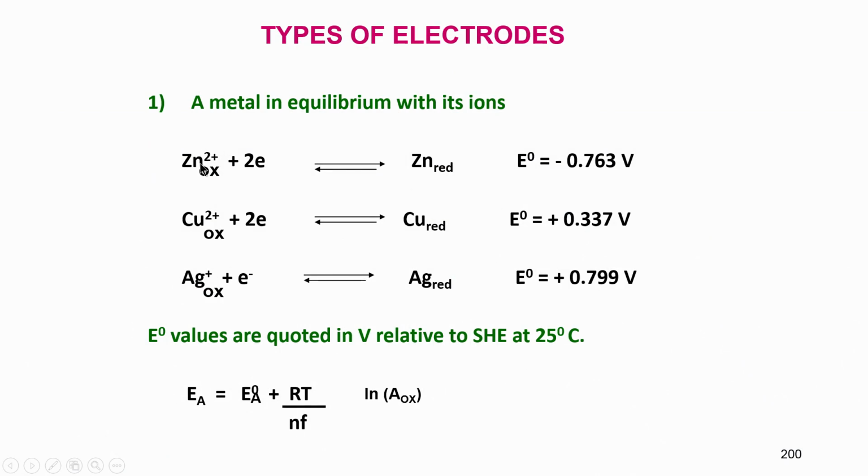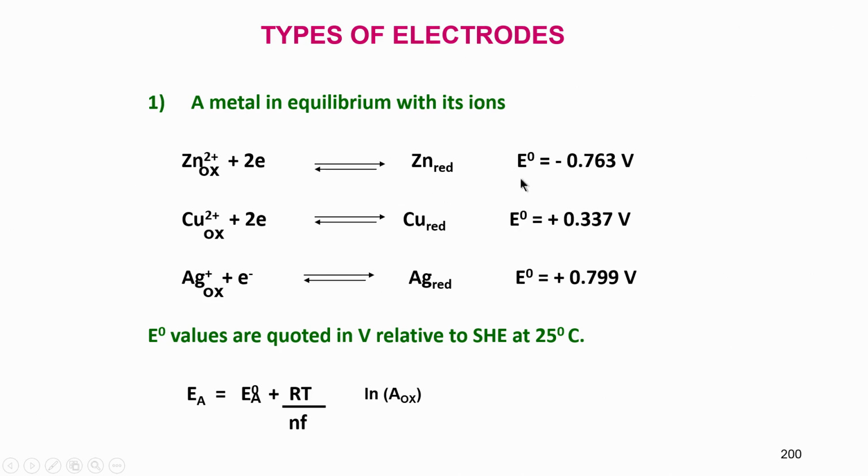I have zinc in the oxidized state, carrying a +2 charge, that can react with 2 electrons. It can pick up 2 electrons and become zinc metal, that is the reductant. So, oxidant plus electrons gives you reductant. I should write 2e minus here, but it is not there, so please make a note. Zn2+ plus 2e minus gives you zinc; we do not write 0 here, but it is the zinc reductant.